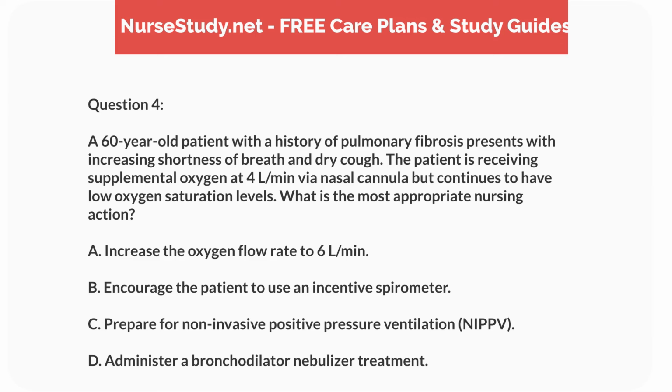Question 4. A 60-year-old patient with a history of pulmonary fibrosis presents with increasing shortness of breath and dry cough. The patient is receiving supplemental oxygen at 4 liters per minute via nasal cannula but continues to have low oxygen saturation levels. What is the most appropriate nursing action?